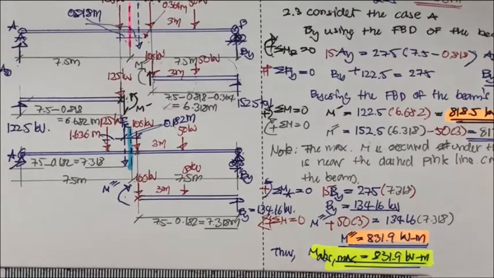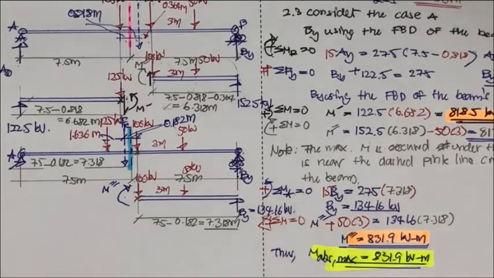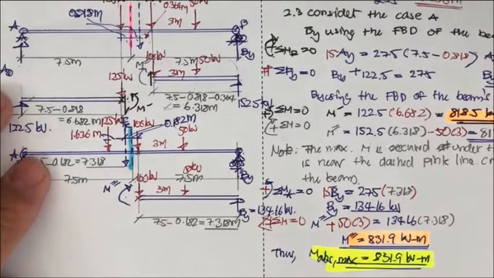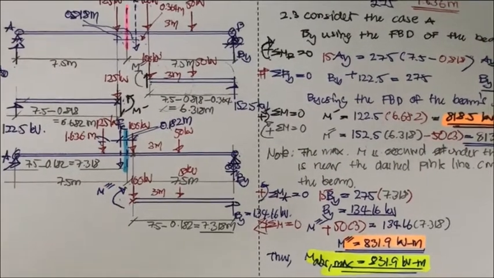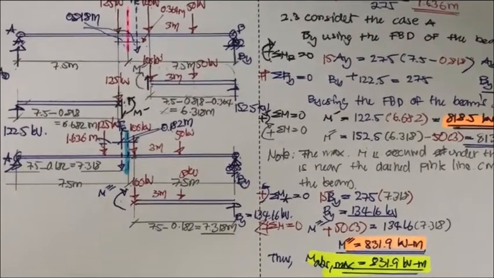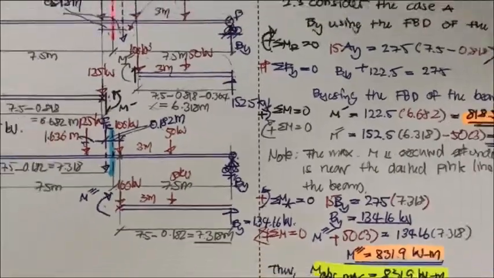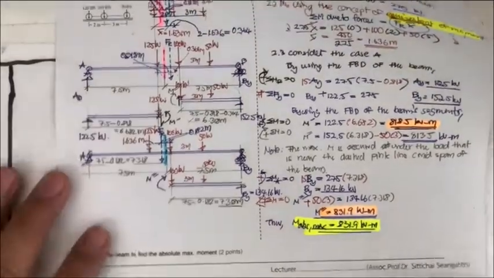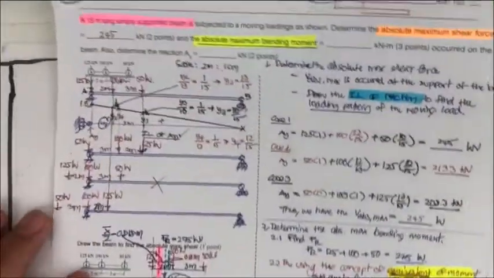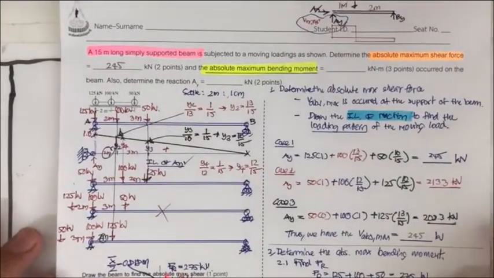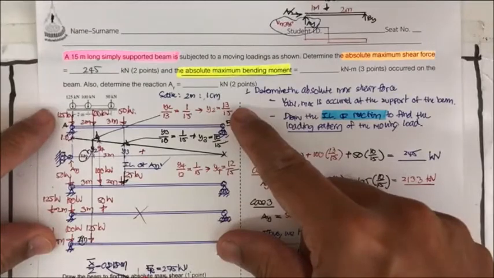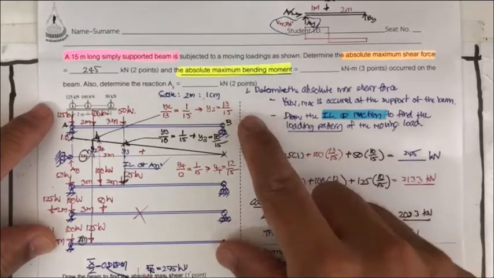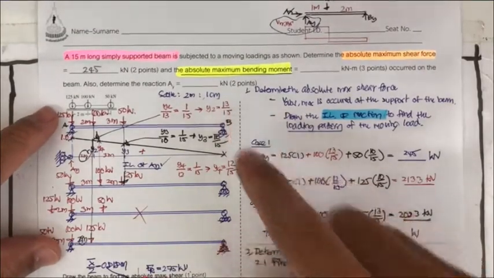Okay, that is the end of this example. I think you can do it. Okay, and for the absolute maximum shear, you have to do trial and error by some logical thinking.